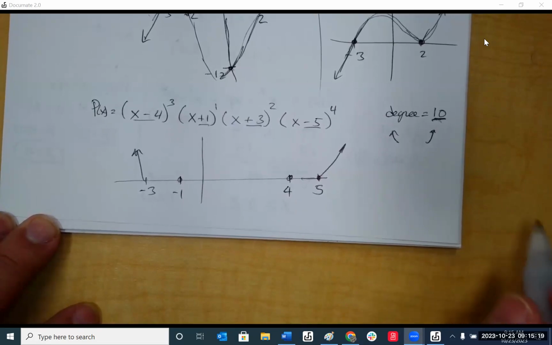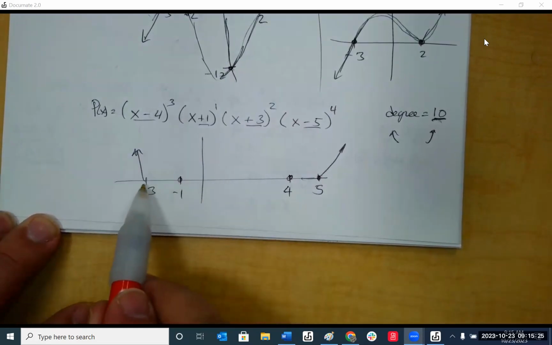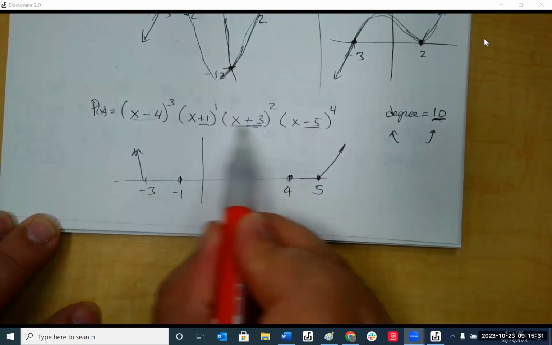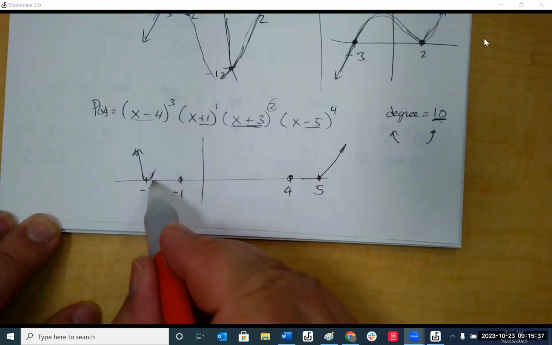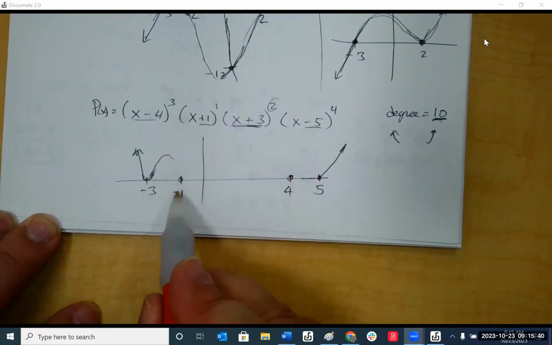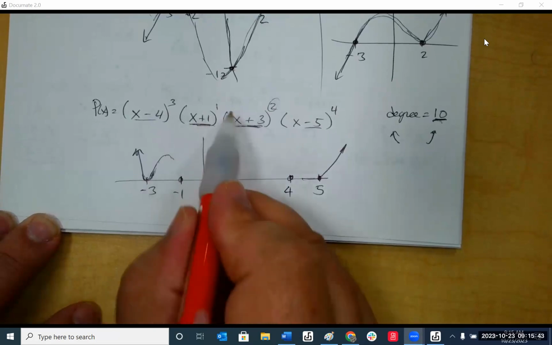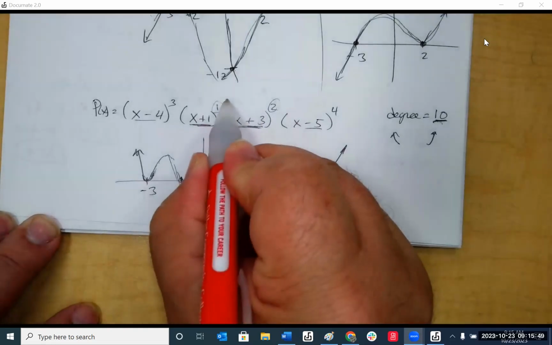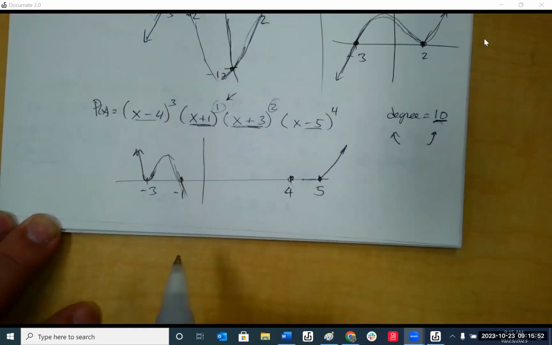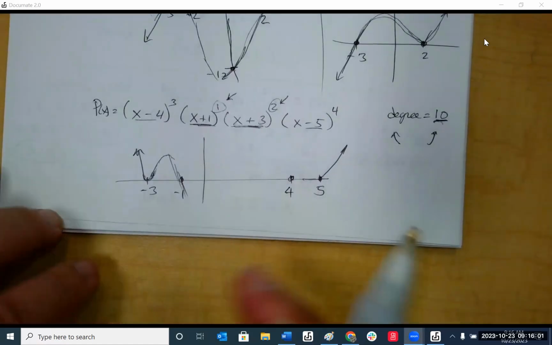Remember, if the exponent is odd, it crosses. If it's even, it bounces. So what does it do at -3? Does it bounce or cross? At -3, it bounces, so we know it bounces there. What does it do at -1? It's odd, so it crosses. Because if the exponent is odd, it crosses at that point. If it's even, it bounces at that point. No. It's the exponent of that parenthesis.